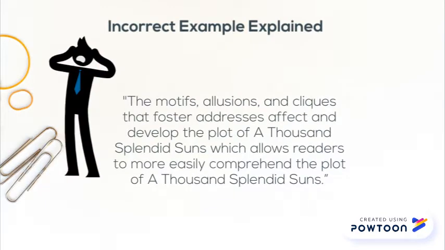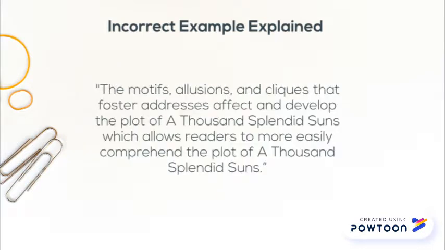The motifs, allusions, and cliques that Foster addresses affect and develop the plot of 1,000 Splendid Suns, which allows readers to more easily comprehend the plot of 1,000 Splendid Suns. Although this claim has all 3 parts that it needs, it is not written correctly. First off, the title of 1,000 Splendid Suns needs to be in quotation marks.